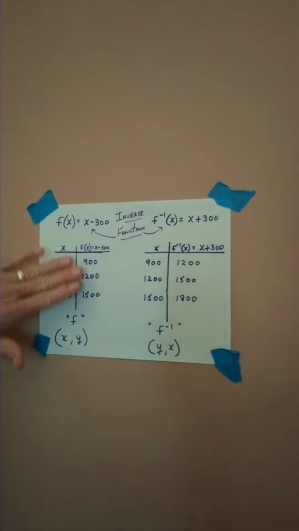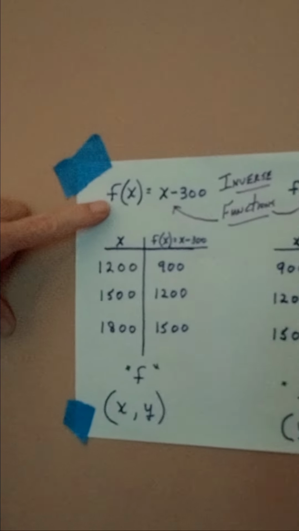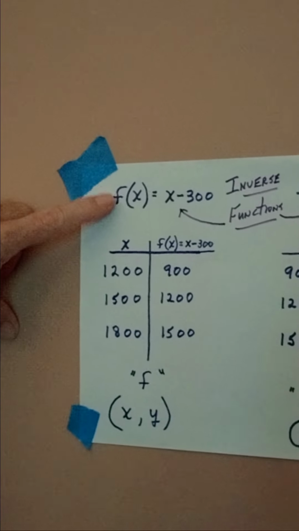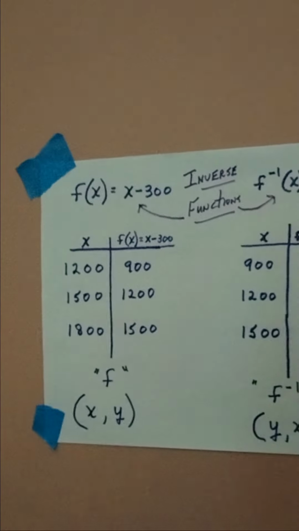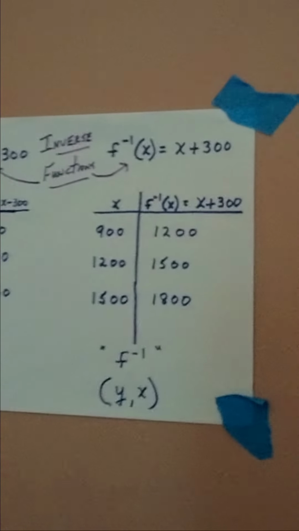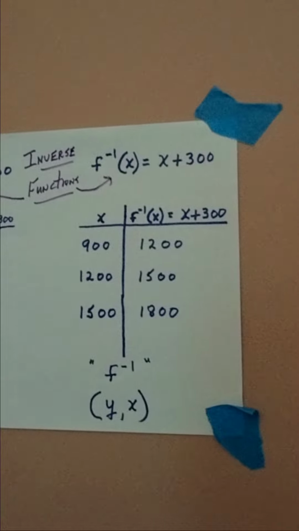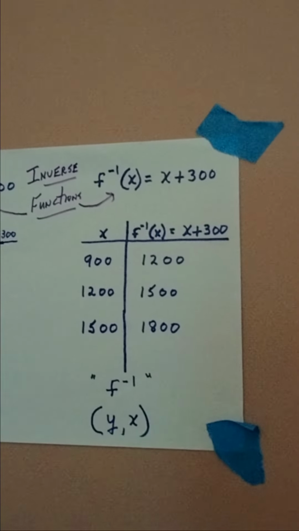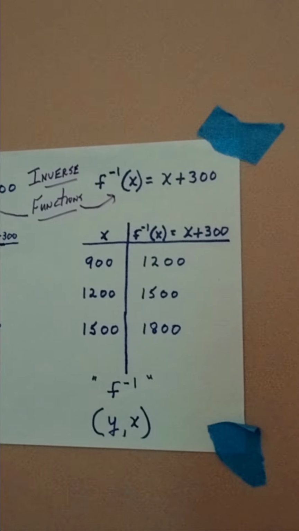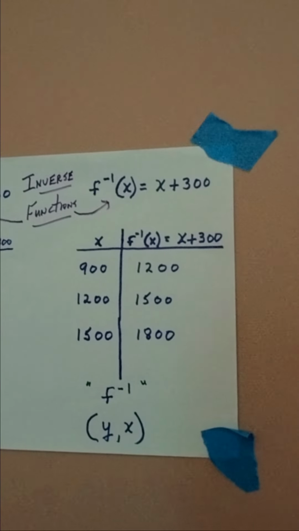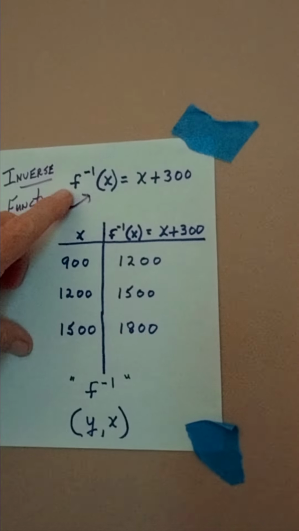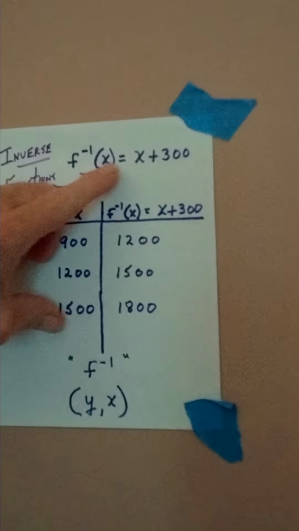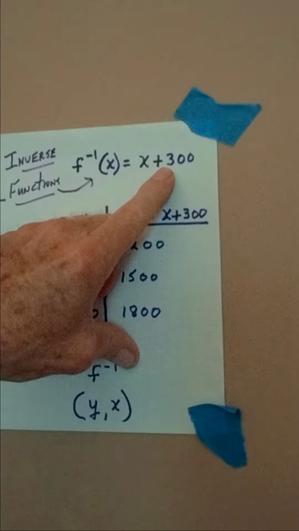This first table of values makes reference to function f, f of x equaling x minus 300. And the table on the right is actually function g, from what we most recently were talking about, but you can see on the sheet of paper I used the notation for the inverse of f: f inverse of x is equal to x plus 300.